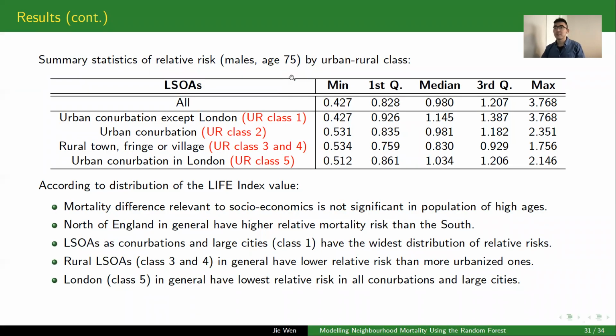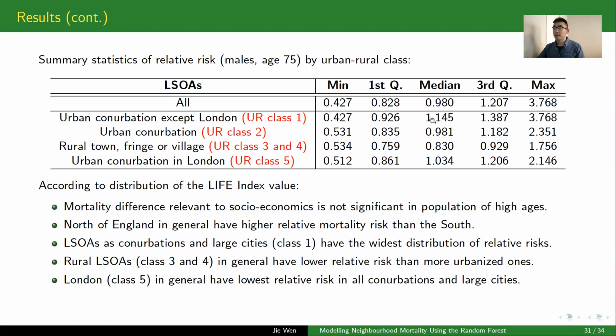And this table here shows quite similar information to the CDF plots on the previous slide, but it just shows the summary statistics by numbers. We can see that compared to all of England, class 3 and 4, which means the rural town, fringe, or village RSOs, have significantly lower index values, so the distribution is much more left skewed compared to most of the other regions.